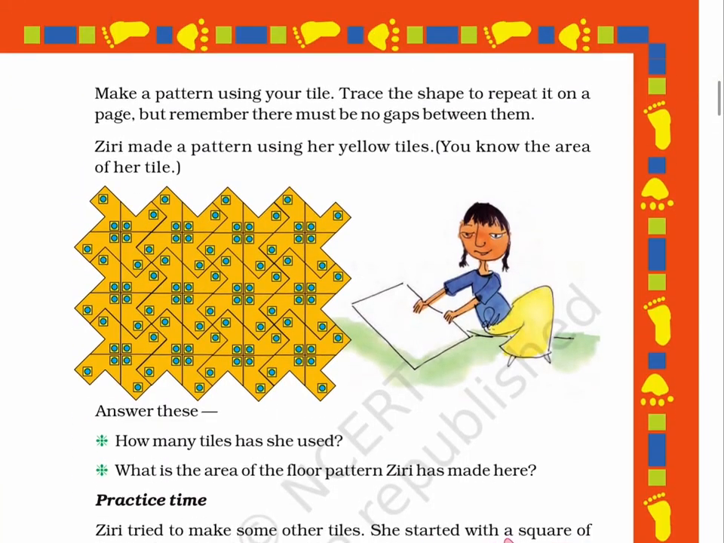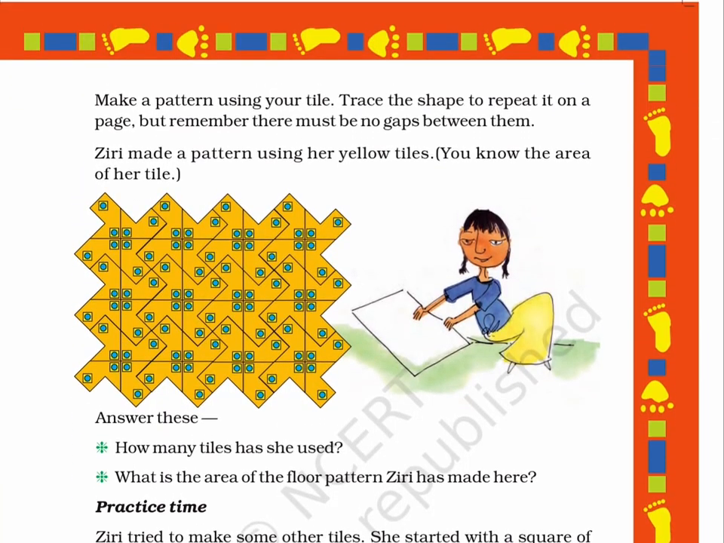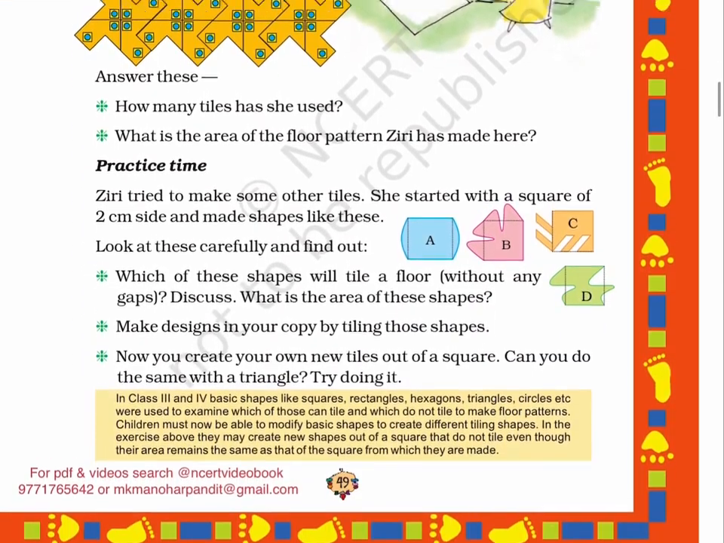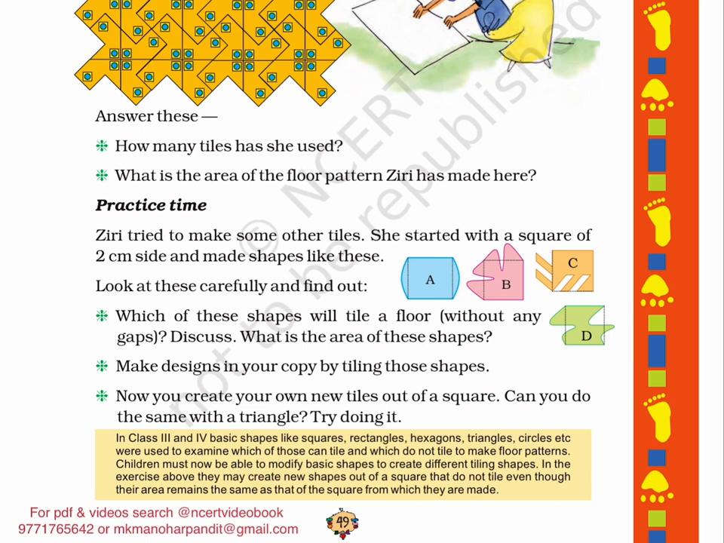Page 49. Make a pattern using your tile. Trace the shape to repeat it on a page, but remember, there must be no gaps between them. Ziri made a pattern using her yellow tiles. You know the area of her tile. Below this we see Ziri and the pattern she made using her yellow tiles. Answer these. How many tiles has she used? What is the area of the floor pattern Ziri has made here?